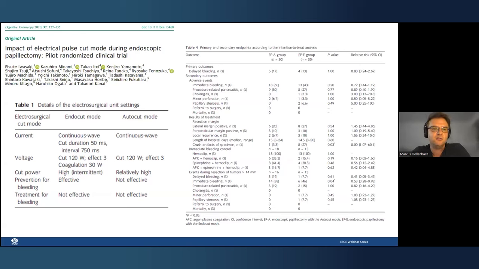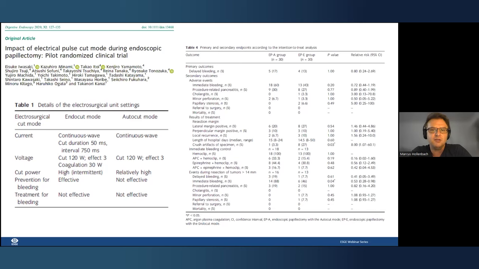The main difference between the endocut and the autocut is that in the endocut mode, you have a cut duration and then an interval with a coagulation. And in the autocut mode, you have a continuous cut without a coagulation. And if you have a look at the outcomes here, then there were no significant differences in the adverse events, and the delayed bleeding was not different between both groups.